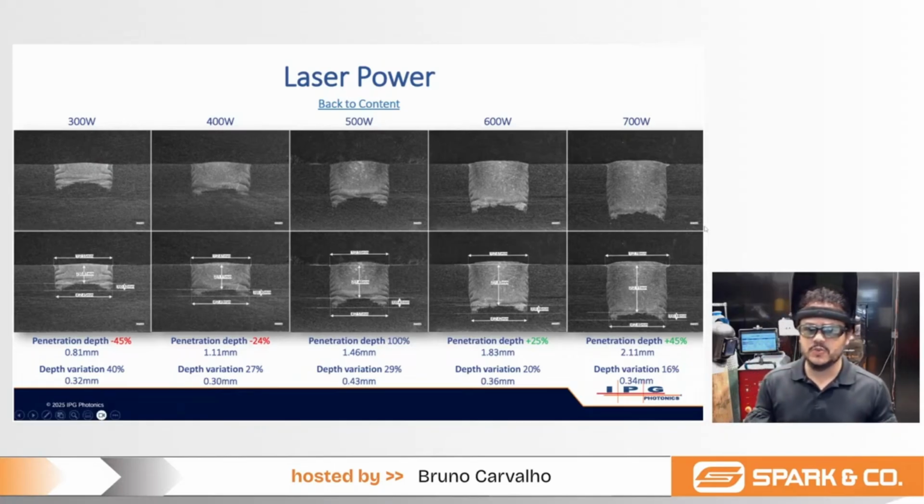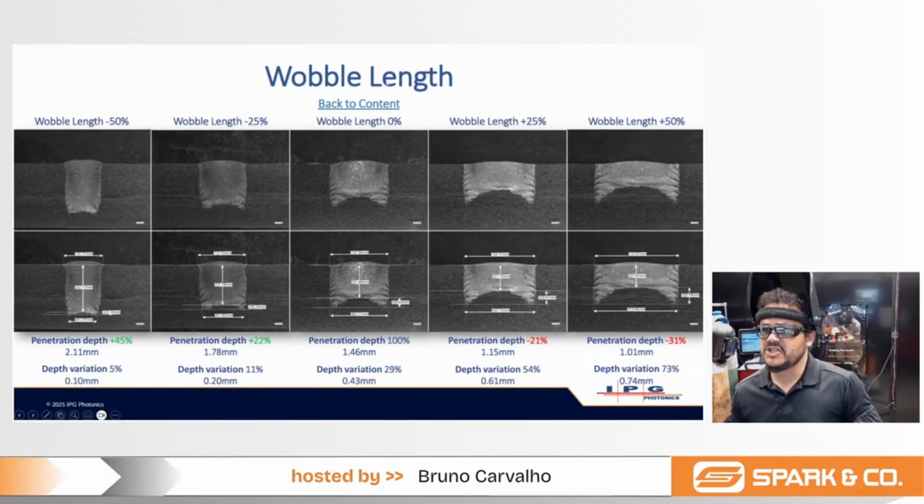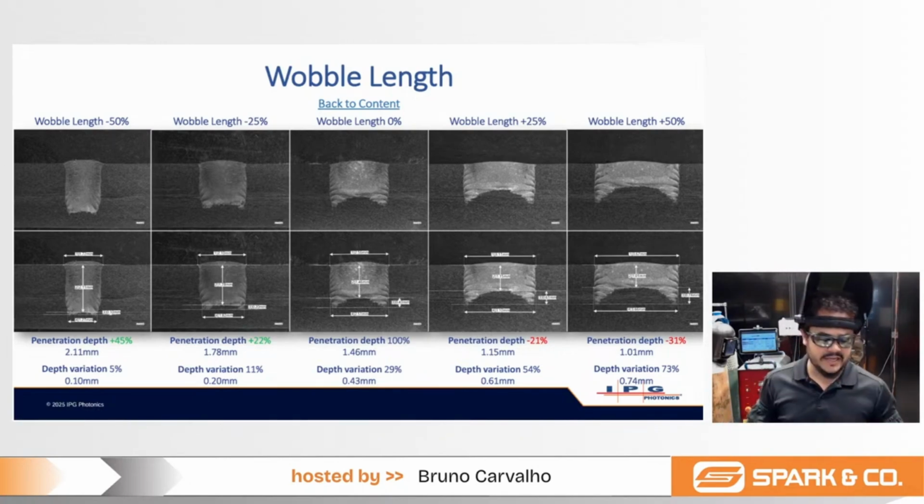Of course, if you're using more power, you are adding more heat and you have more penetration. This is the easiest way to control penetration, but it's not the only way. We have another way, that is changing the wobble length. What is the wobble length? The wobble length is how wide the bead is, or how wide the laser is moving back and forth.